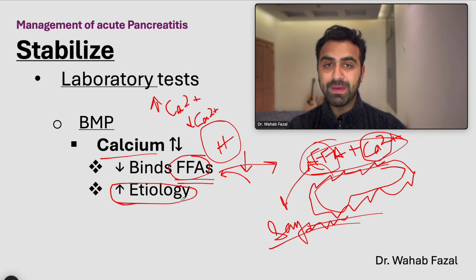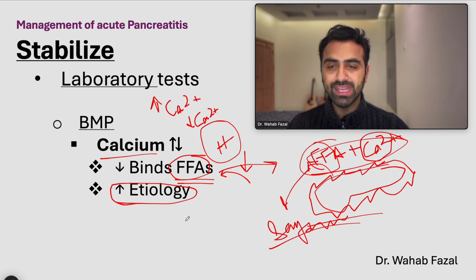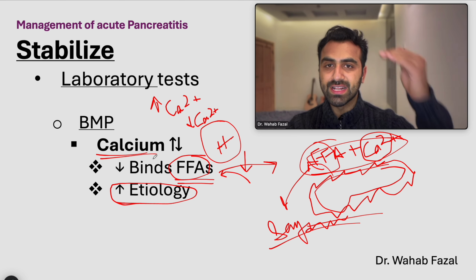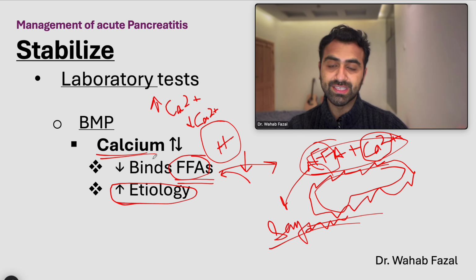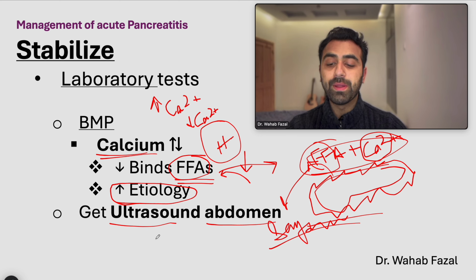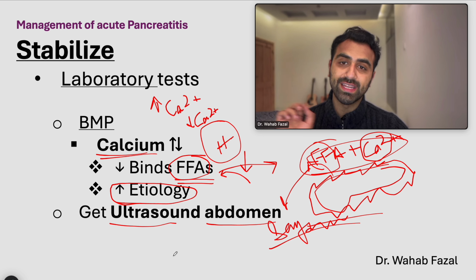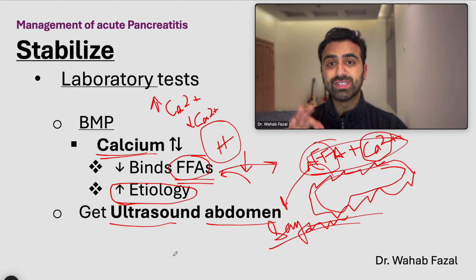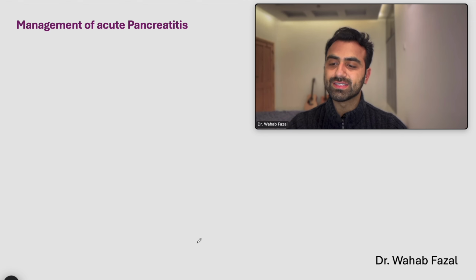It's important for you to remember this because one of the ways we check the severity of acute pancreatitis is by checking the calcium levels. If the calcium levels are getting lower and lower, that means the severity is increasing. And then you want to get an ultrasound of the abdomen. Remember, every patient that walks into your ER with acute pancreatitis will get an ultrasound of the abdomen.